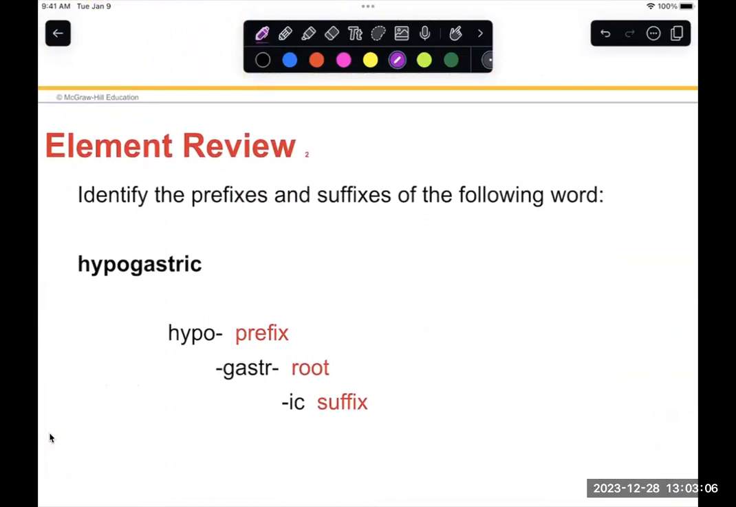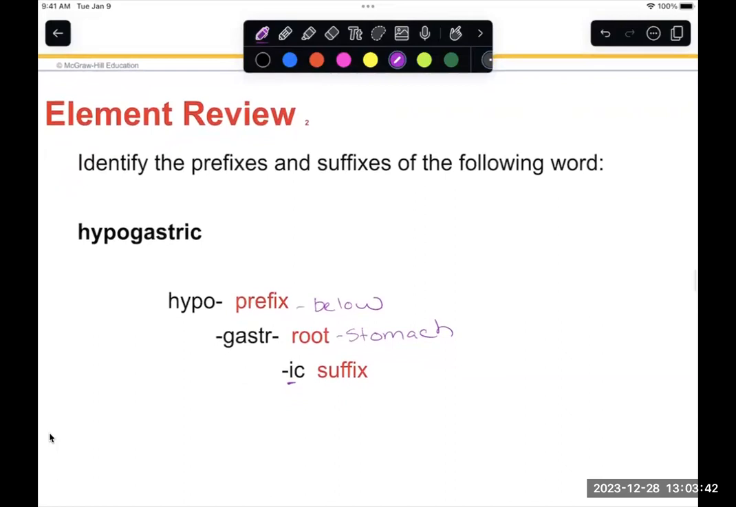So let's look at the next one. We have hypogastric. Hypo is my prefix. That is telling me below. Gastr means stomach. That is my root word. Ic is my suffix. That suffix starts with an I, a vowel, so we don't need a combining vowel. And this means pertaining to. So hypogastric means pertaining to below the stomach.